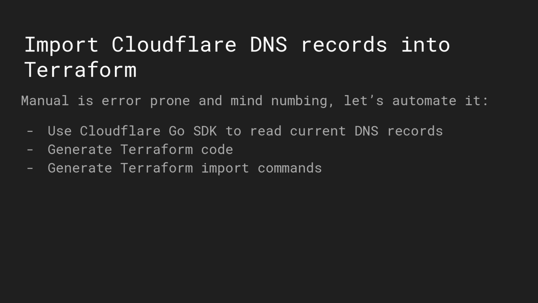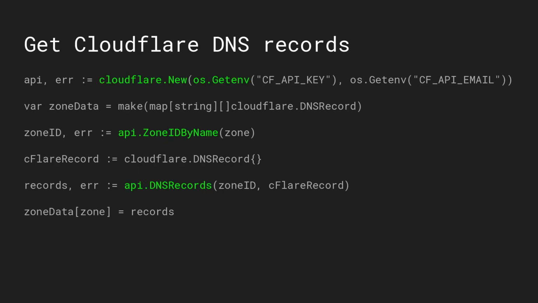So here's a strategy. In this case, I had to import a bunch of Cloudflare DNS records, so I used the Cloudflare Go SDK to read the current DNS records, generate Terraform code, and also generate the Terraform import commands. And this is how it looks.